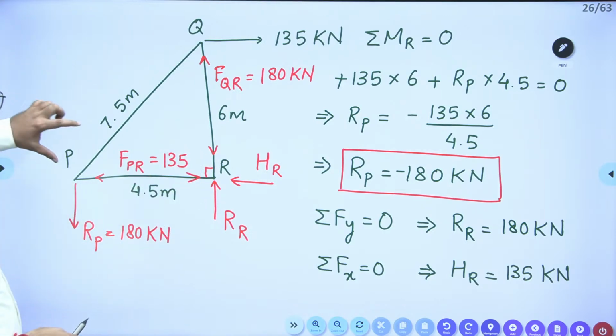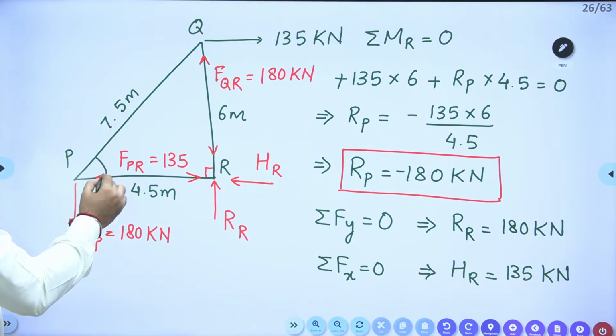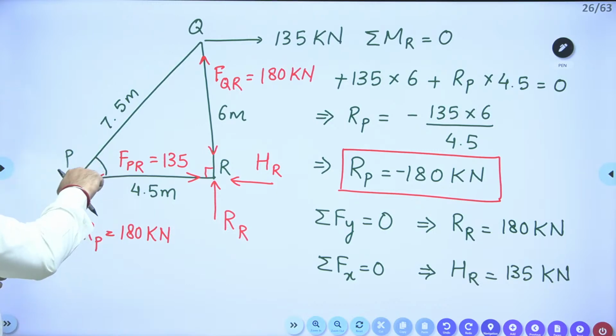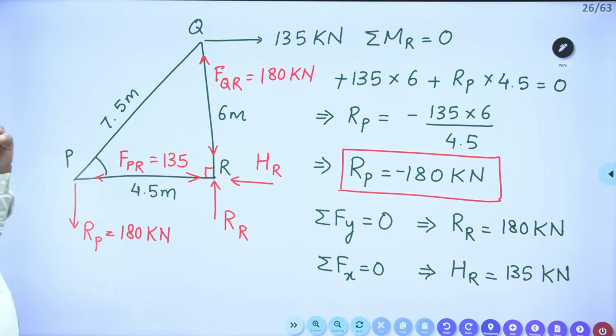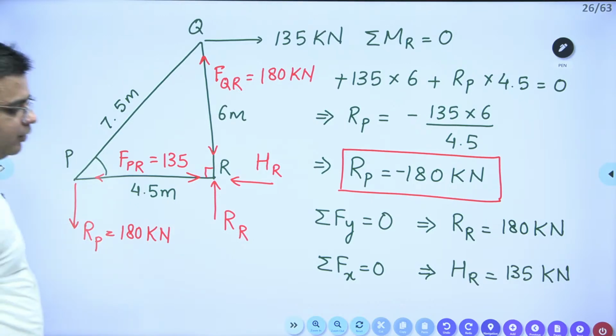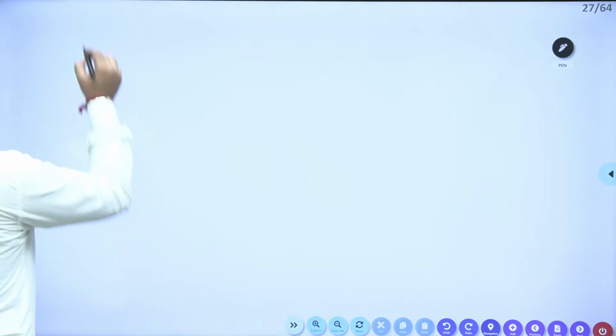Now we only need to calculate the member force in member PQ. For calculating this, consider joint P. You can calculate this angle theta. Sin theta is 6 by 7.5. Take FPQ sin theta equal to this 180 kilonewton. So consider joint P.